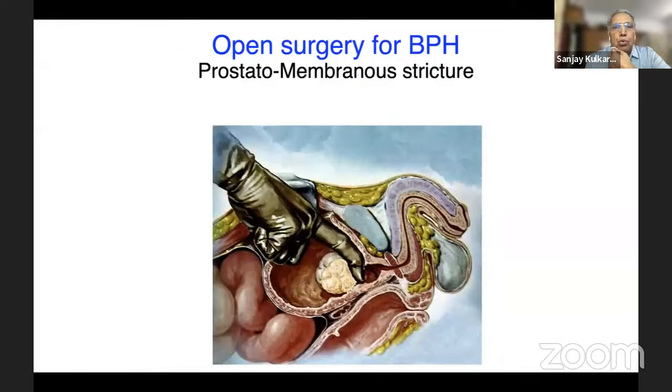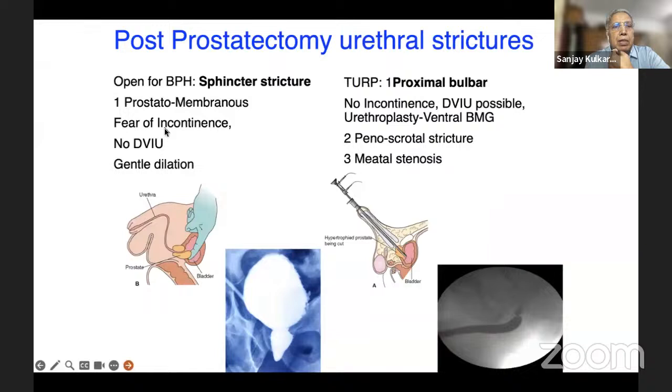So I just want to go through the history. When my guru, Richard Turner-Warwick, was doing open surgery for BPH, you can see the finger moving between the apex of the prostatic urethra and the beginning of the membranous urethra. Whenever the surgery is over, the bladder neck is gone, and the sphincter is prostatomembranous. This is very important.